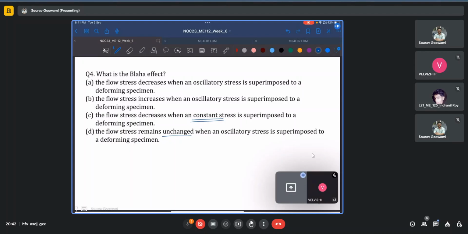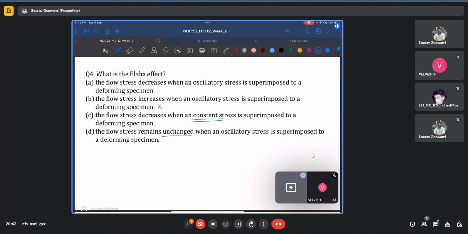And the flow stress increases when an oscillatory stress is superimposed to a deforming specimen. But this will not really be conducive, because if I'm increasing the flow stress or the critical stress threshold which is needed to reach the plasticity zone, by further providing it more ultrasonic energy, I'm simply making it more and more difficult to deform. And without reaching the plastic deformation zone, I cannot really have fusion between my metallic layers. So this is wrong.